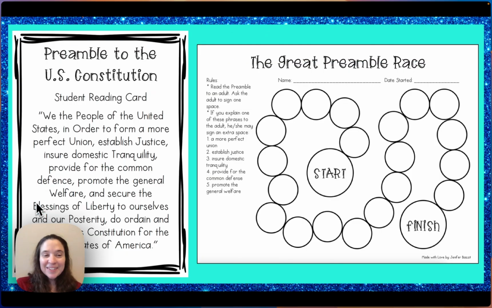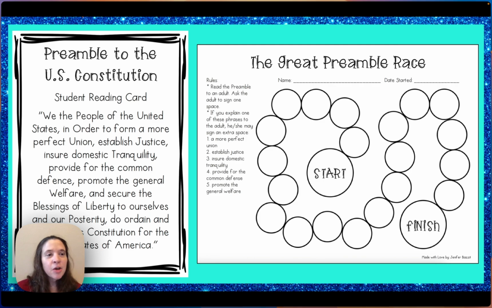This is what it looks like. Students do start with this reading card that they can use until they have memorized the preamble. And honestly, they usually memorize it after they've read it 5 or 6 times. By the end of the game board, they don't need the card anymore.